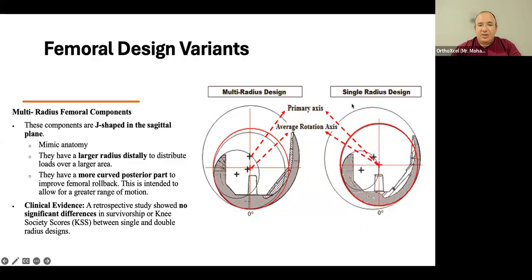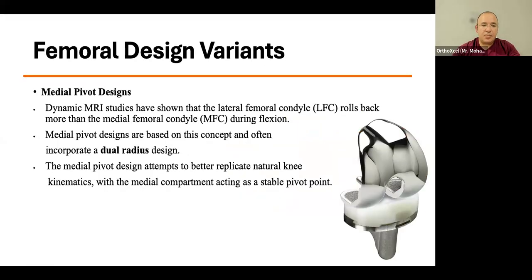The single radius, the good thing about it is it gets a conforming insert, so good range of motion. The multi-radius on the other side has more benefit with the rollback because of the shape of the distal femur. It mimics the shape of the distal femur, so the femoral rollback is better, so the range of motion of flexion is better. Evidence, what does the evidence say? The evidence says no significant difference in survivorship between both of them.